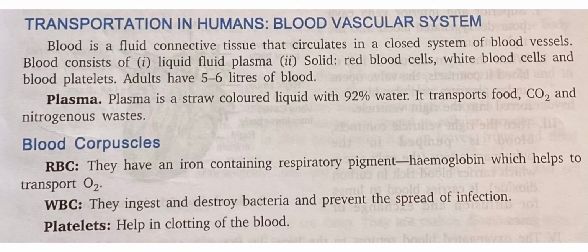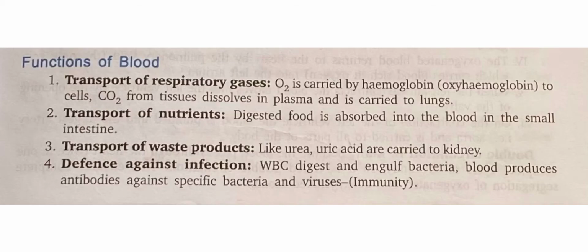Next is blood corpuscles, RBC, red blood cells. They have an iron containing respiratory pigment which is hemoglobin, which helps to transport oxygen. You have already studied this. WBC, white blood cells. They ingest and destroy bacteria. Ingest means fight and destroy bacteria and prevent the body from infection and diseases. Platelets, they help in clotting of blood. These are the functions of the blood.